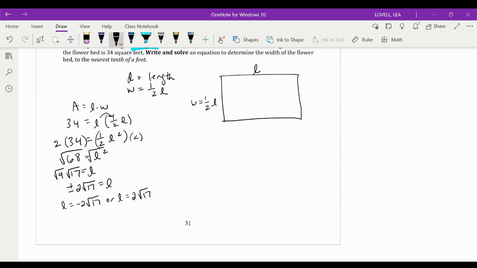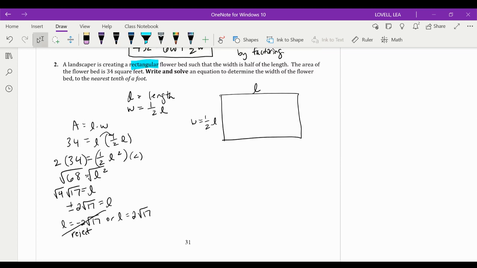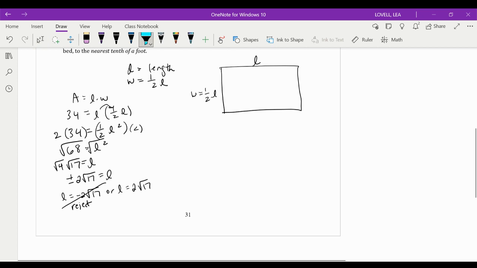Now, if I'm thinking about a length of a flower bed, a negative number does not make any sense at all, so I'm going to reject that. And the only answer choice that makes sense is the length is equal to 2 times the square root of 17. Now, am I done answering the problem? No. The problem says write and solve an equation to determine the width of the flower bed to the nearest 1/10 of a foot. So the width is what I really want. I have found the length here, but I need to find the width.